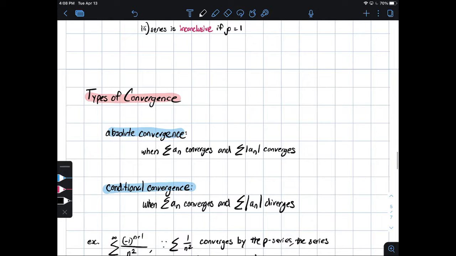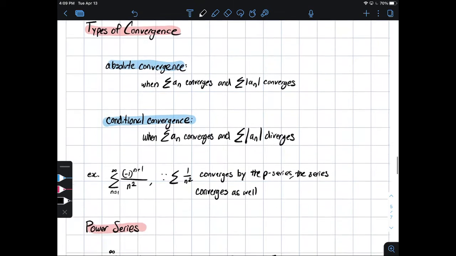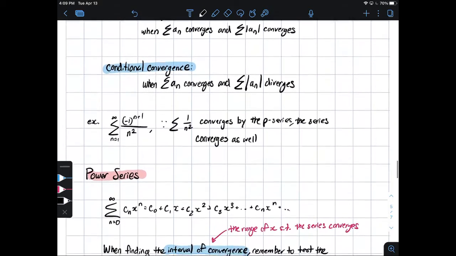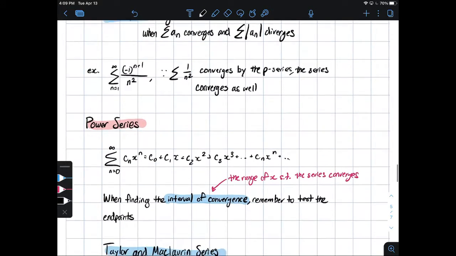So then we have types of convergence. We have absolute and conditional. It's absolute when the alternating series converges as well as the absolute series converges, and it's conditional when the alternating series converges but the absolute series diverges. We have an example there.